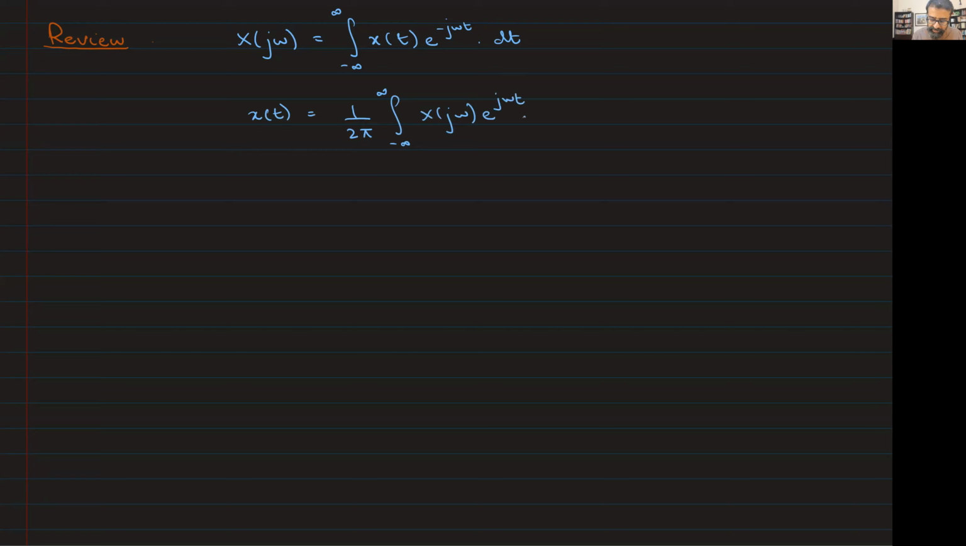This says that x of t is once again made up of a superposition of complex periodic exponentials, infinitely many of them, with frequencies lying on a continuum of values on the real number line. So it's an uncountably infinite number of exponentials. Then we talked about the Fourier transform of periodic signals.